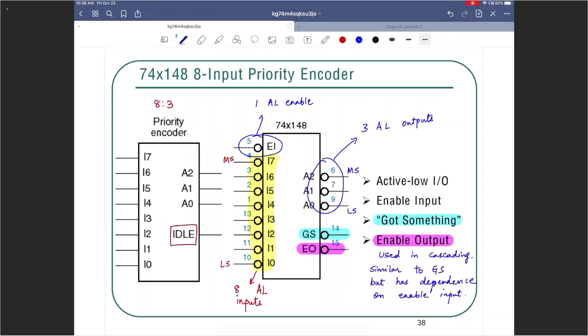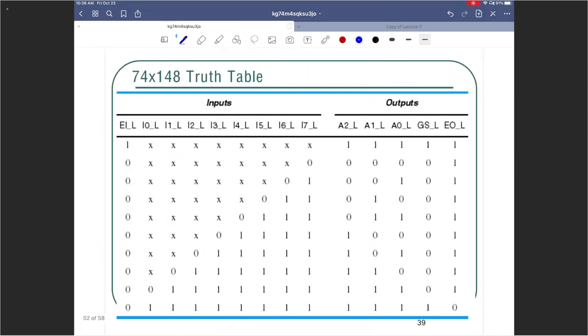So we'll get some clarity on this about the difference between got something and enable output once we look at the truth table of this design. So let's take a look at that. This is part of your Studio 5 write-up as well. And over here we have our 8 active low inputs, I0 underscore L all the way to I7 underscore L.